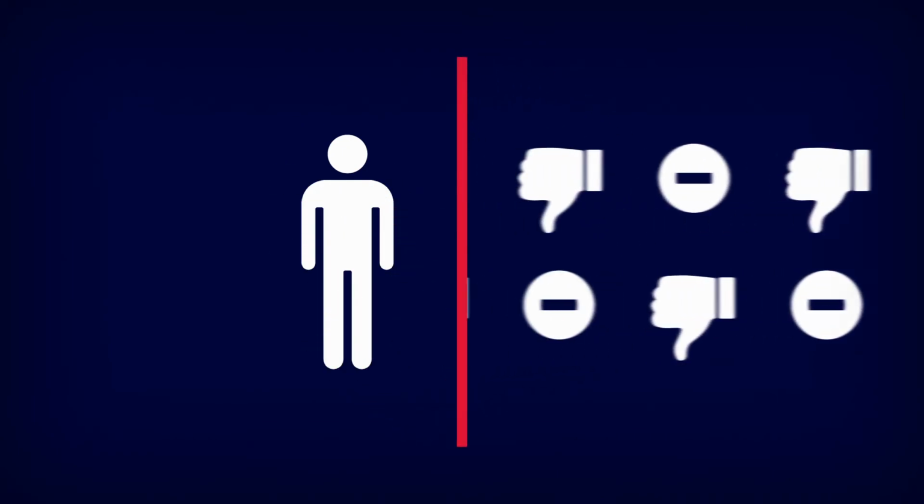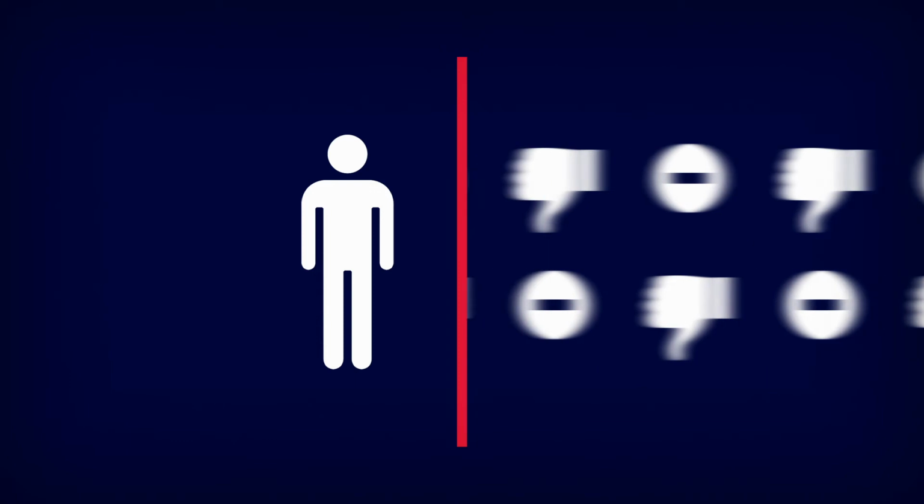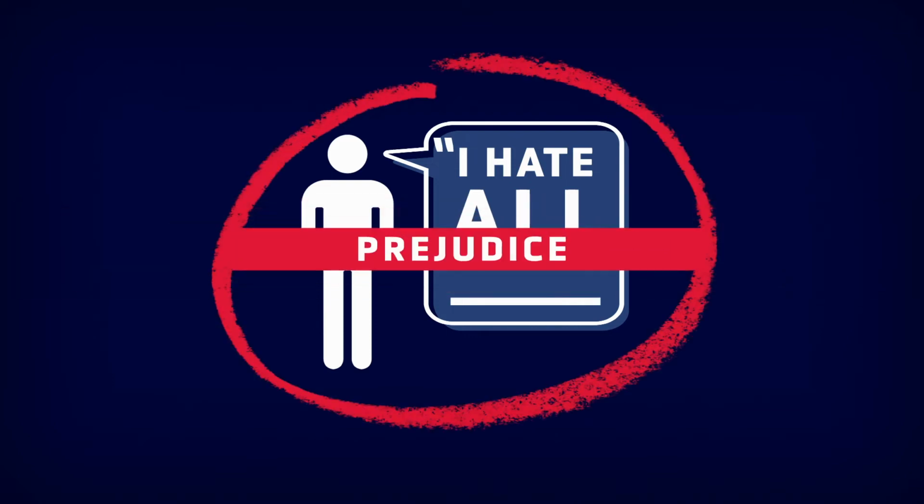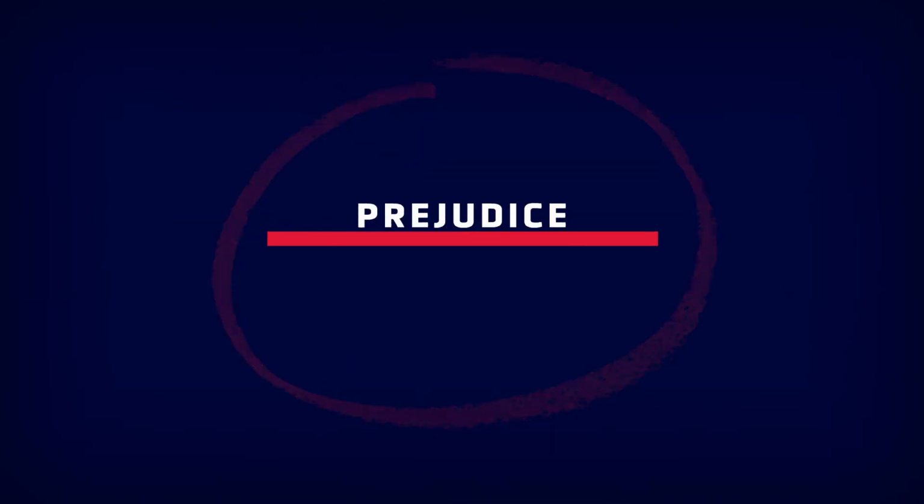You might know people who have negative attitudes toward people from a certain group. This is the form of prejudice most people are familiar with. They might say, "I hate all so-and-sos," with so-and-sos being the members of a group. That is one type of prejudice. It is the most common form.